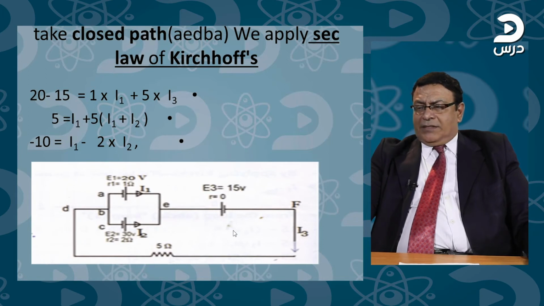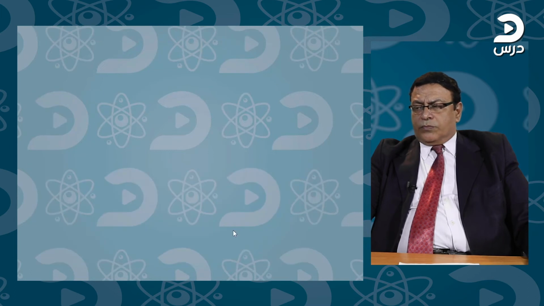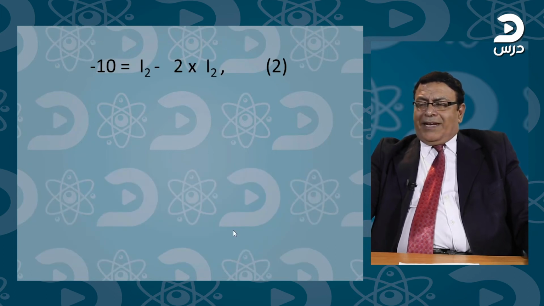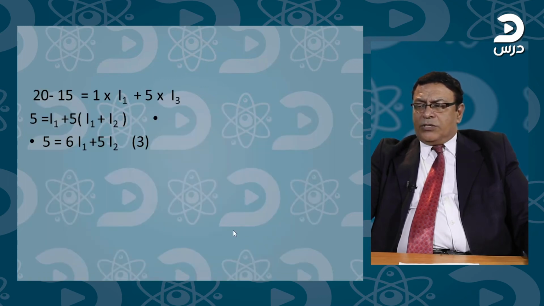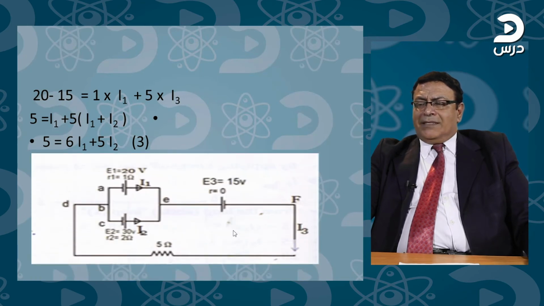So 20 minus 15 equal 1 multiply I1 plus 5 multiply I3. So 20 minus 15 equal 5 equal I1 plus 5 multiply I1 plus I2, so negative 10 equal I1 minus 2 I2. This is equation number 2. And 20 minus 12 minus 15 equal 1 multiply I1 plus 5 multiply I3.